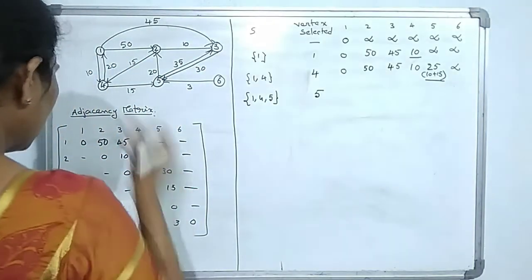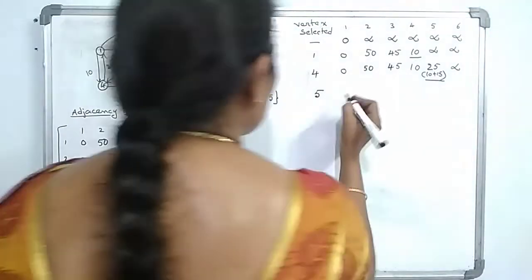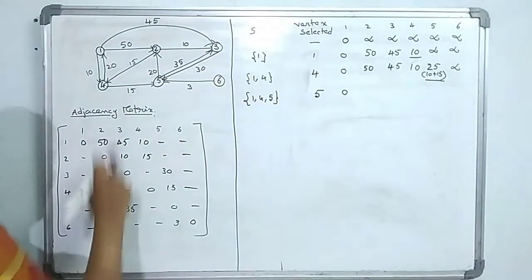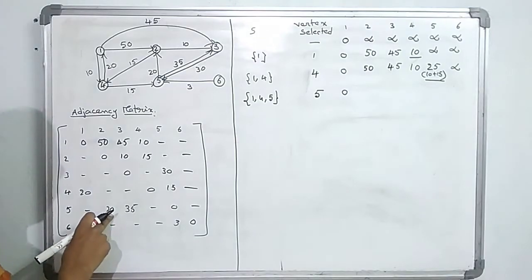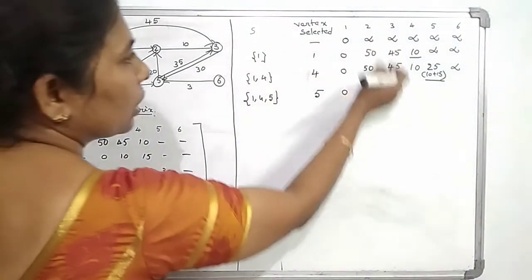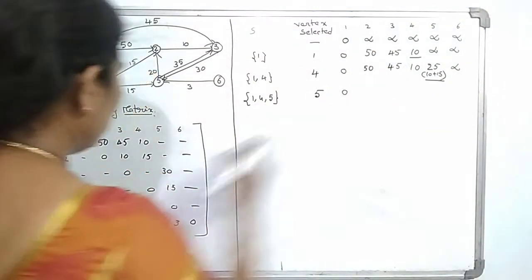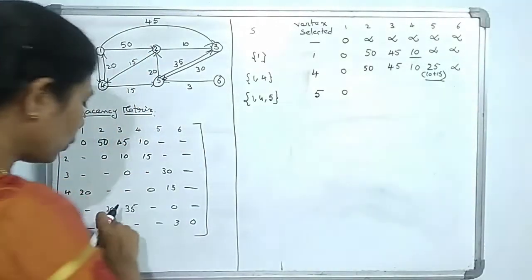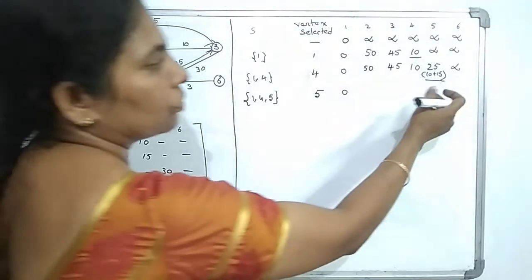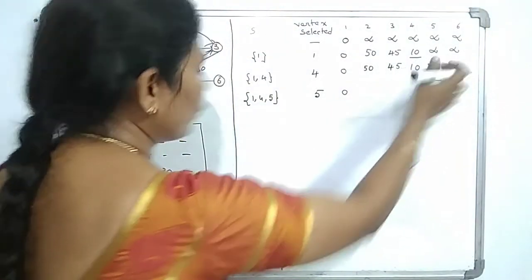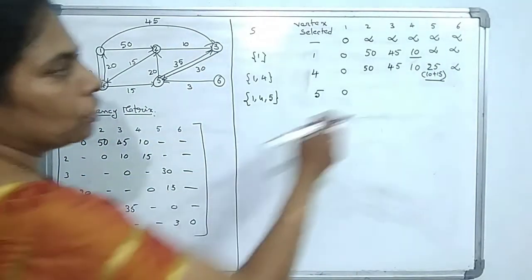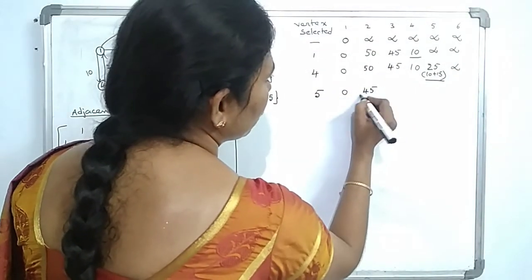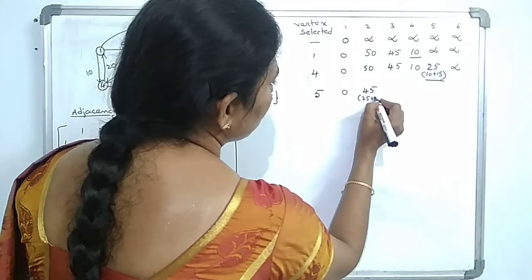In that, again you can take this one. So in that, 0. If you take 5 to 2, the cost is 20. But for 2 you have 50. So 20 is less than 50. If you select the 20 now, you can take the total cost. Total cost means 25 plus 20, 45. 45 is less than 50, so you can choose this 45. That means 25 plus 20.